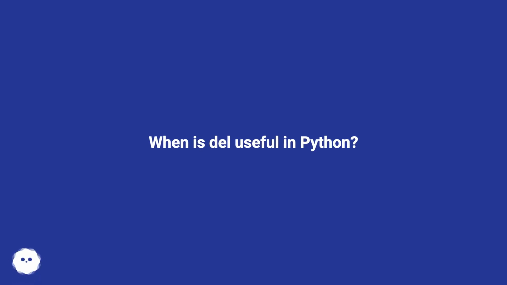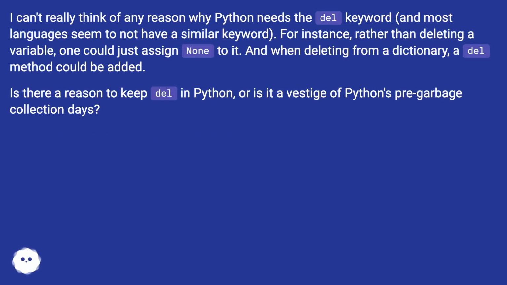When is del useful in Python? I can't really think of any reason why Python needs the del keyword, and most languages seem to not have a similar keyword. For instance, rather than deleting a variable, one could just assign None to it. And when deleting from a dictionary, a del method could be added. Is there a reason to keep del in Python, or is it a vestige of Python's pre-garbage collection days?